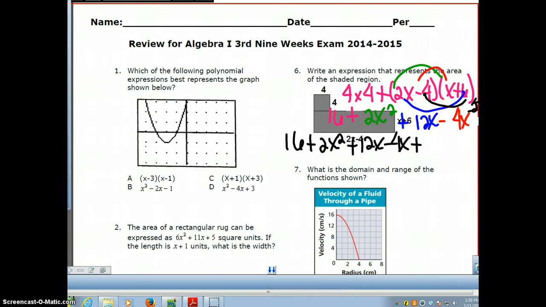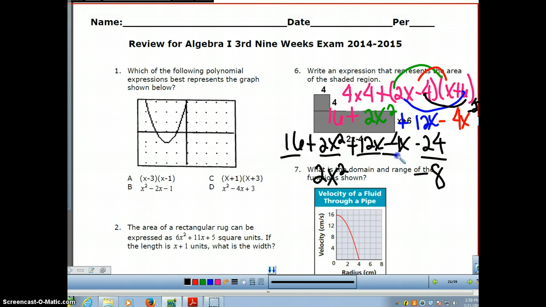Now we can combine like terms, right? All right, so let's combine these integers here. And what do we get? Minus 8. And then this goes up front, 2x squared. And we can combine these two guys. 12x minus 4x gives us 8x. There we go, we're done.